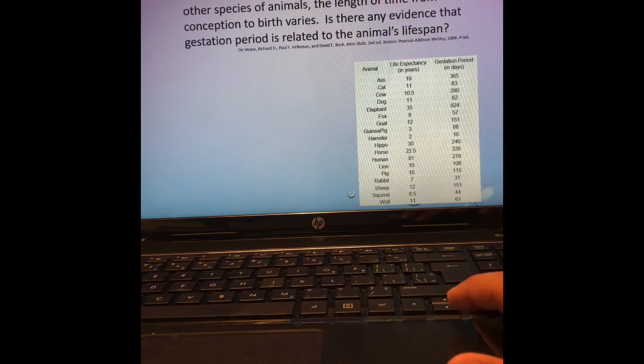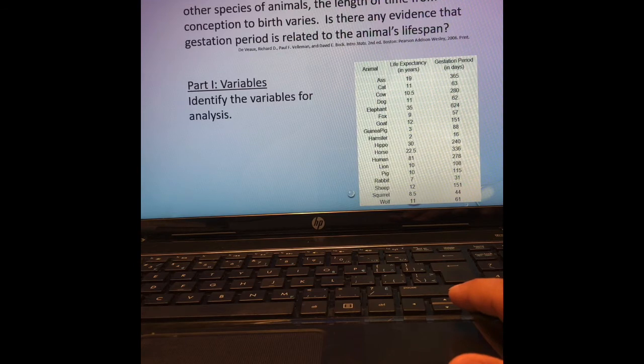For women, pregnancy lasts for about 9 months. In other species of animals, the length of time from conception to birth varies. Is there any evidence that gestation period is related to lifespan? So life expectancy versus gestation period. Is there a relationship? First thing, you've got to identify the variables.